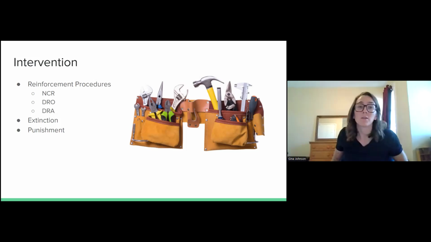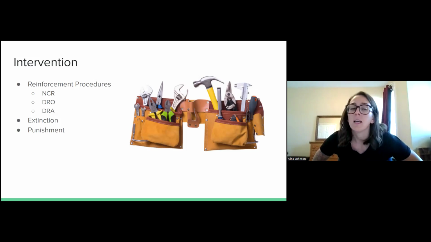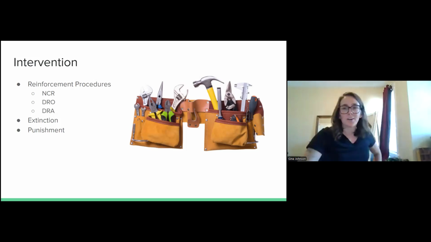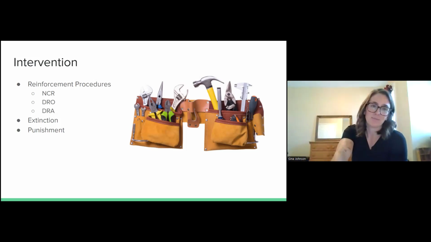We're just going to review some of the reinforcement procedures that are going to come up in the studies that we're going to look at, and then review the roles of extinction and punishment with treating these behaviors. Okay, so these are our tools in our tool belt for treating automatically maintained behaviors.